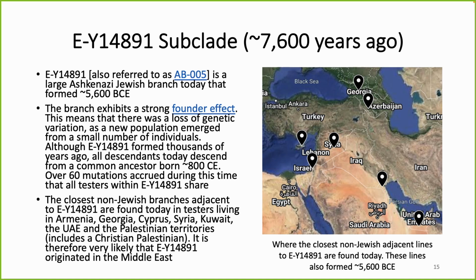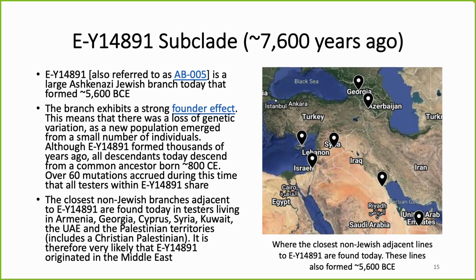But they branched off of all the other adjacent lines back in 5600 BCE. So what I've shown here on this slide on the right is a map of all of the adjacent non-Jewish lines that broke off at around 5600 BCE. So they broke off from our Jewish line well before the advent of Judaism.